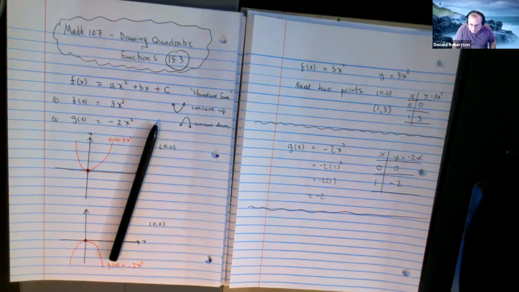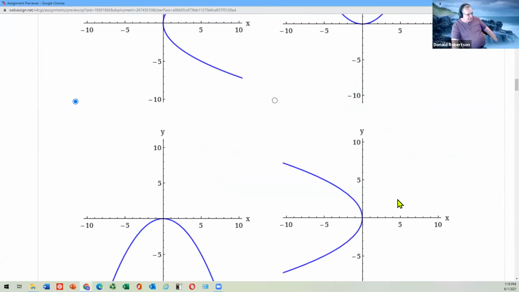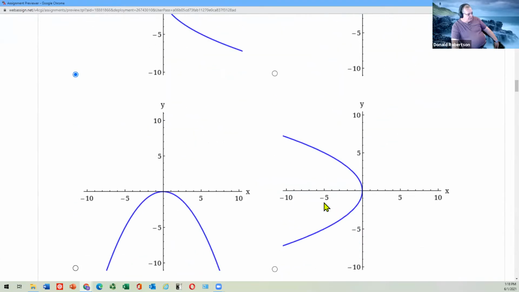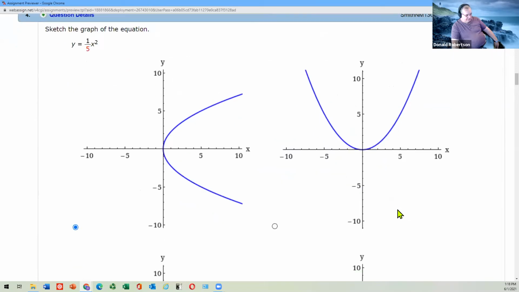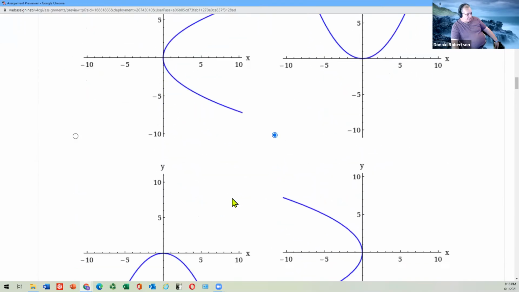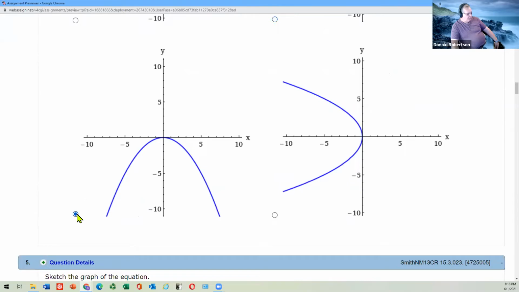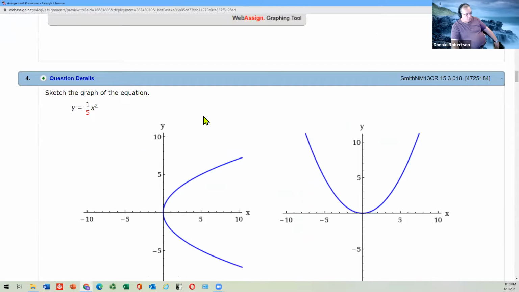Now, let me show you a different version of the homework question. Here is the guy, 1/5 x squared. One of these pictures, and only one of these pictures, would look like this guy. So is it picture 1, top right, bottom left, bottom right? Which one of those 4 pictures is 1/5 x squared?